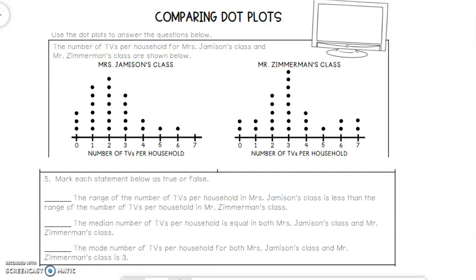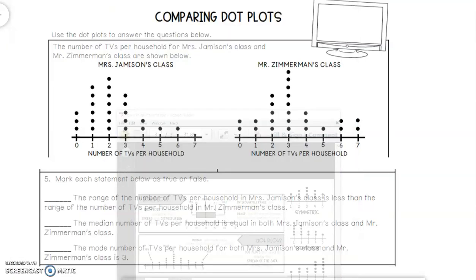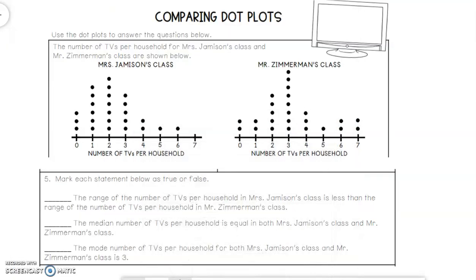If I'm looking at Mrs. Jameson's class and I wanted to classify it as what kind of data relationship, symmetric, skewed right, or skewed left. Well, looking at Miss Jameson's class, so this first one, all of the data is kind of more focused over here on the left side of the graph, which I would call skewed right. So that's not the question it's asking us, but it's asking us to compare the dot plots.